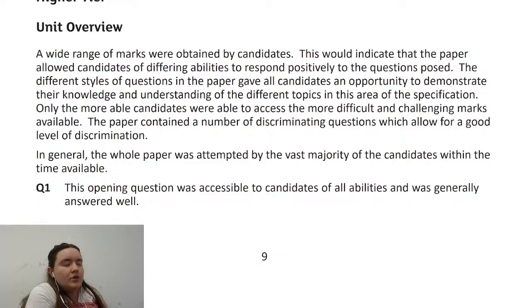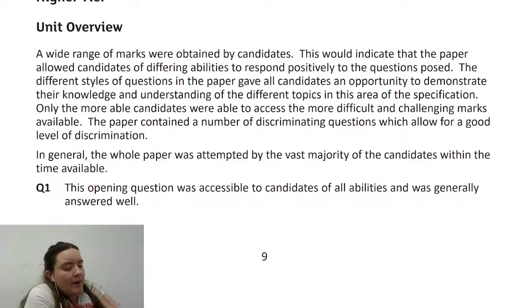So in exam marking, what they mean by discrimination is being able to tell between candidates who really understand the content and really know how to answer the questions from people who maybe just haven't quite grasped it and can only do the basic level of question answering based on what they've learnt.